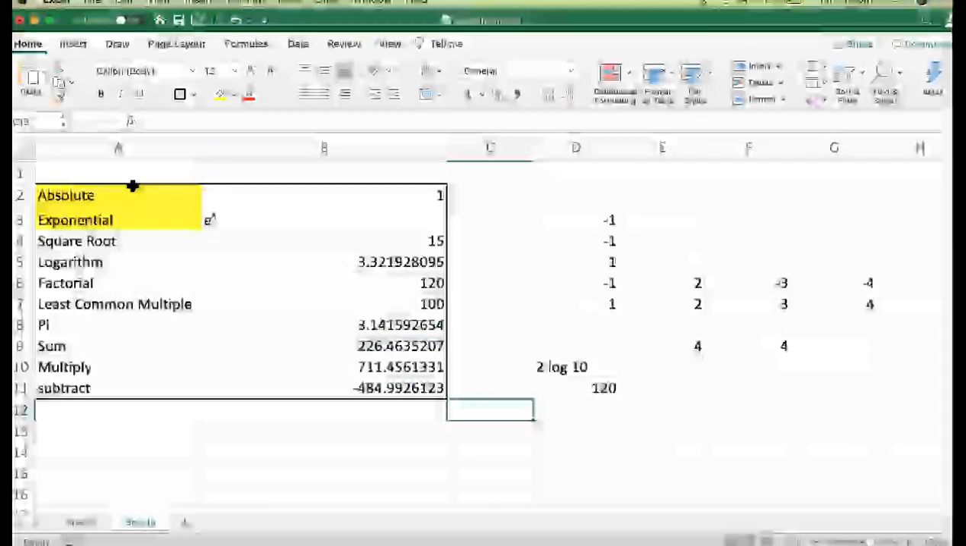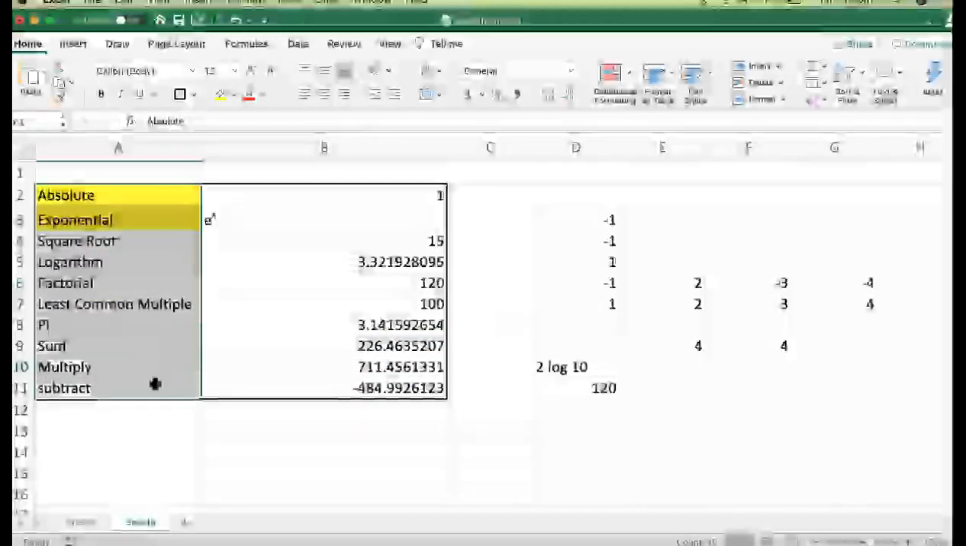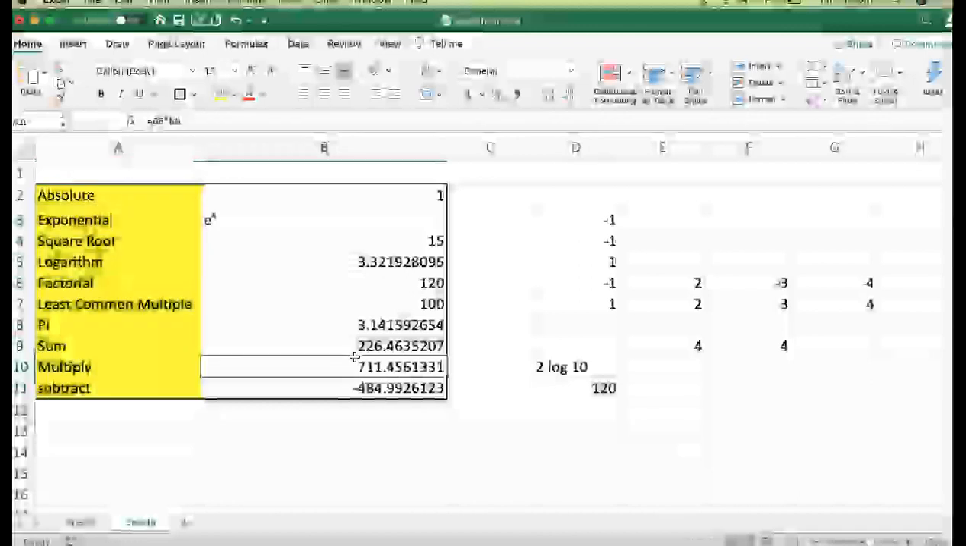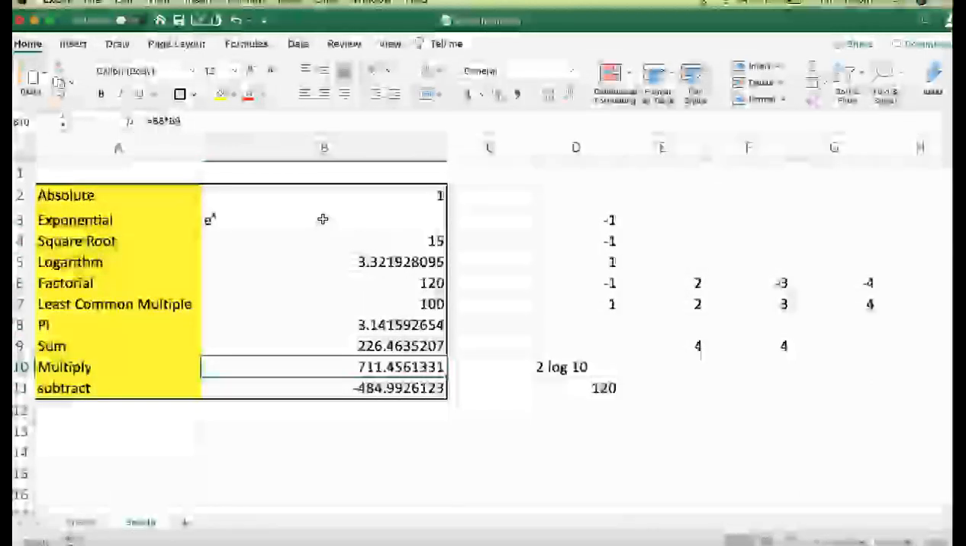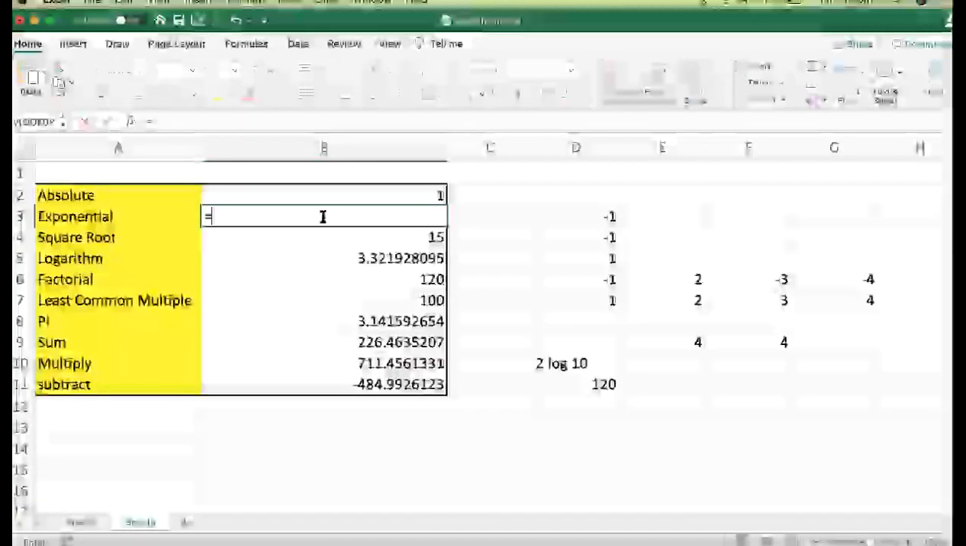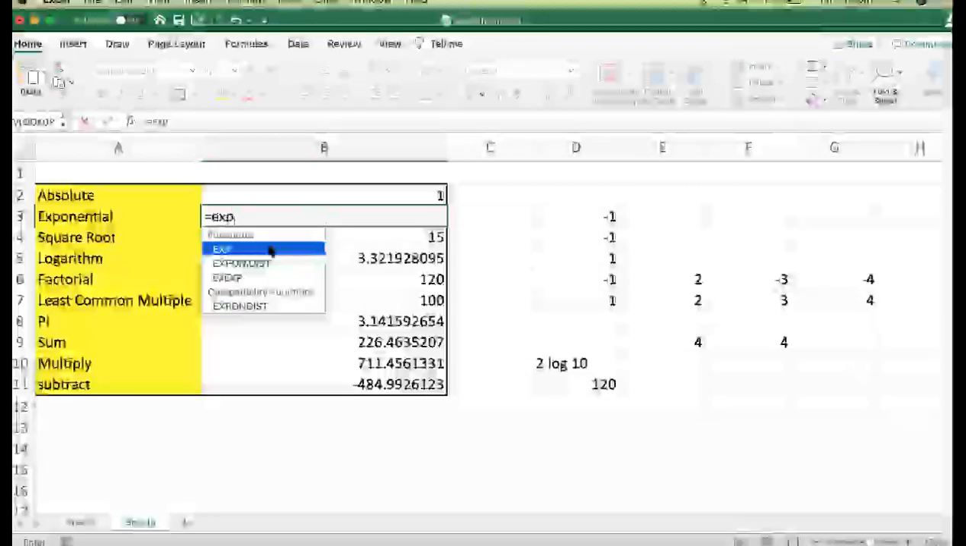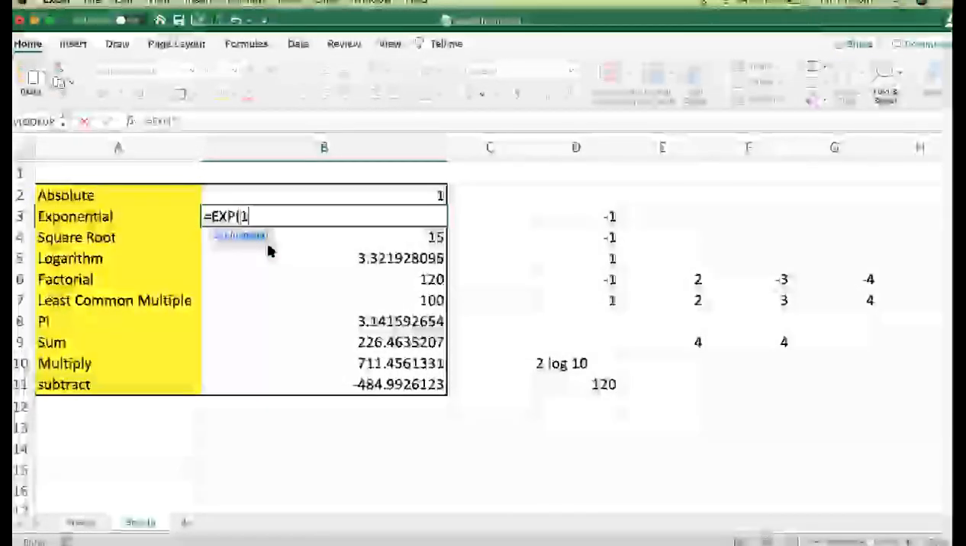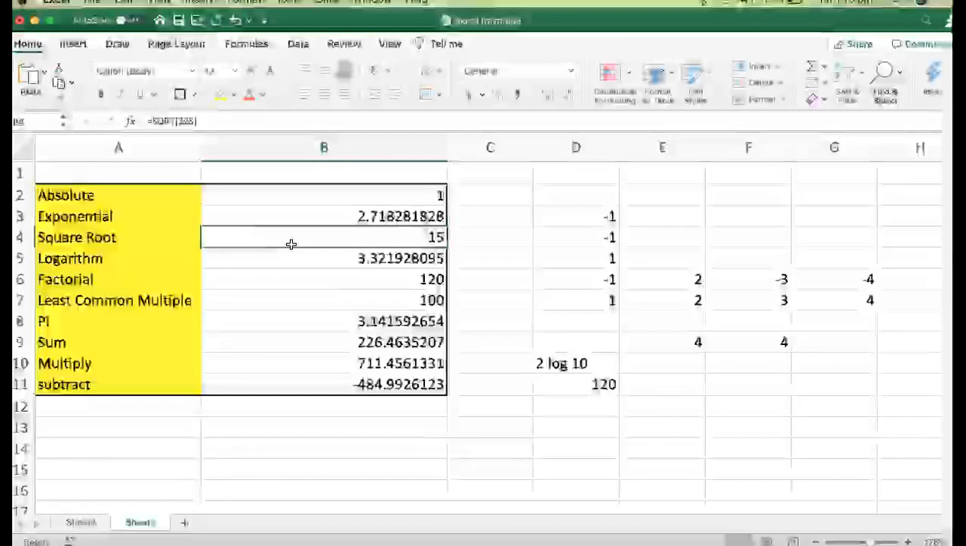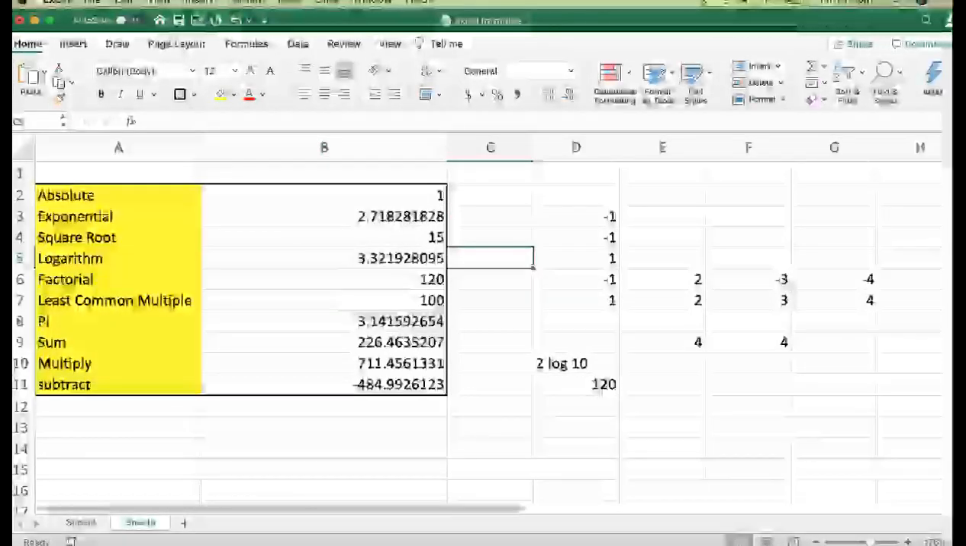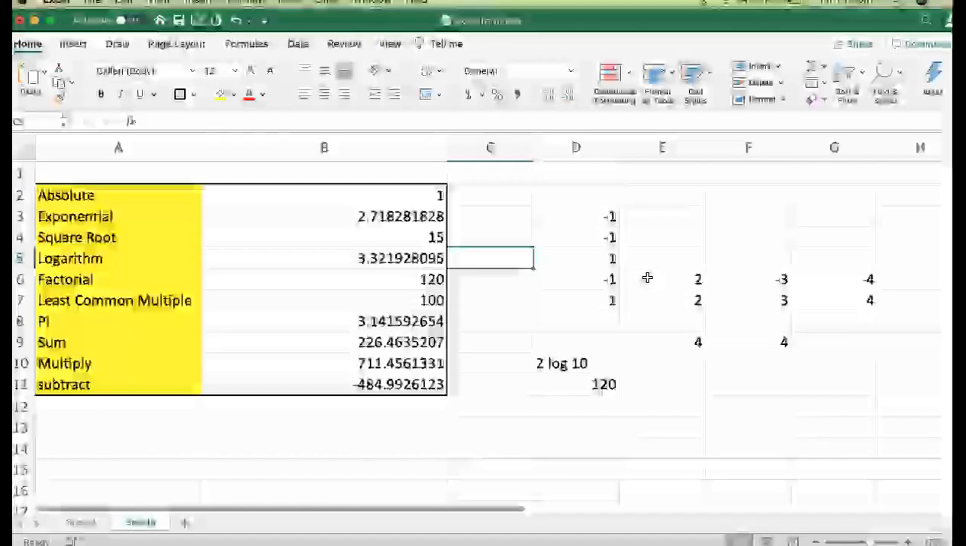Okay. So these all are the functions that you can apply in Excel for making your work easy. Okay, so all these things you can do on Excel, and the rest of the things we will discuss in the next video. So till now, this one only for you.